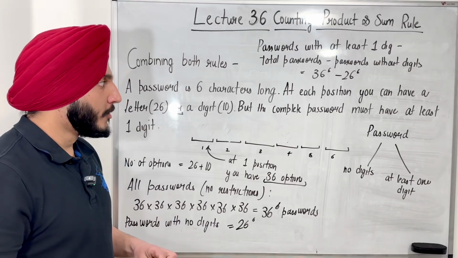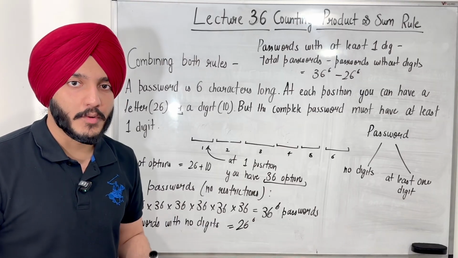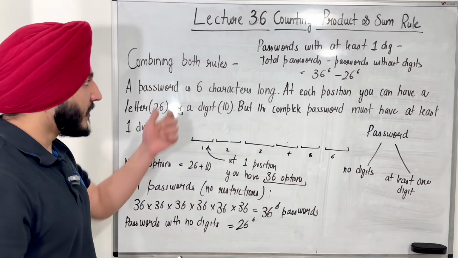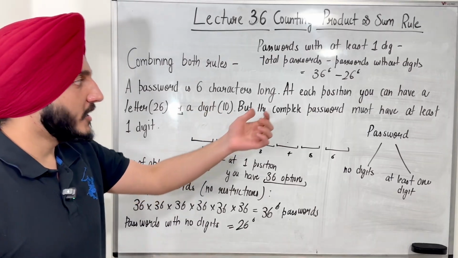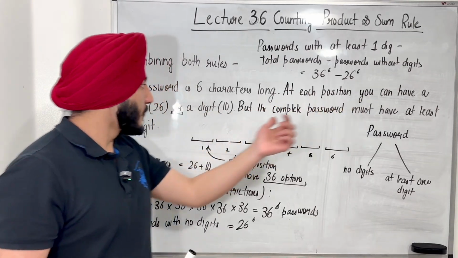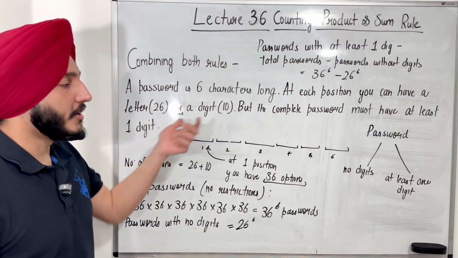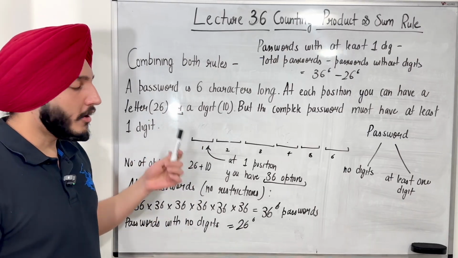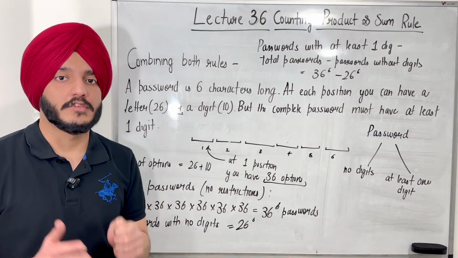So I hope you were able to understand this question. I'll just give a quick summary of the question, right? The password is 6 characters long. The question was asking, at each position, it said you can have either a letter or a digit. So the first thing is, I see an or, that means I'm supposed to use the sum rule, right?